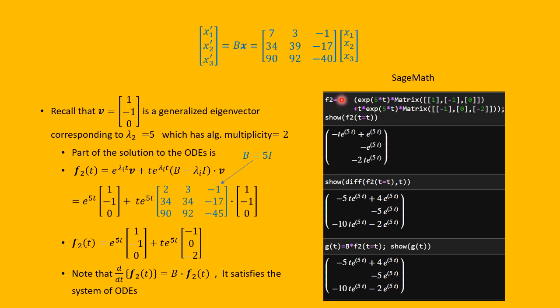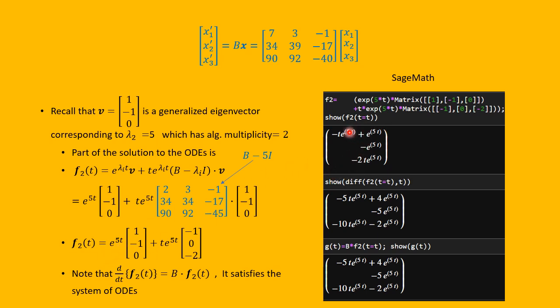We'll define f2 to be this term, which is e to the 5t times the column matrix 1, -1, 0, plus this second term, t e to the 5t times the column vector -1, 0, -2, which is what we have here. So here is f2. Show f2 of t, where t equals t here. It looks a little bit confusing, but basically, in order to make vector functions and matrix functions work correctly, we have to substitute t in for the t that occurs in this formula. So anyhow, here it is. And you can see that it really is the same thing that we have here.